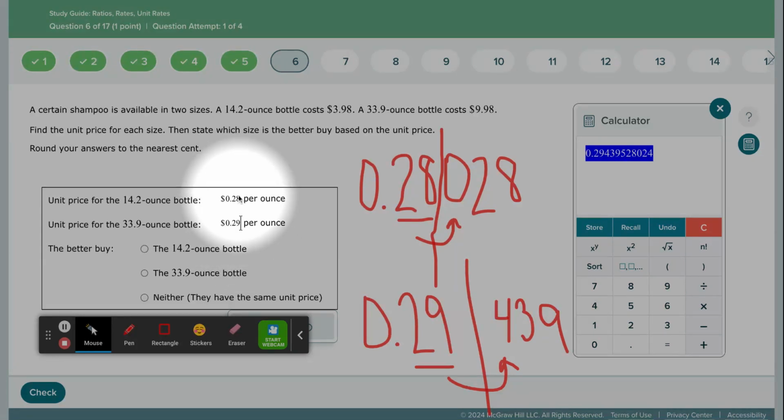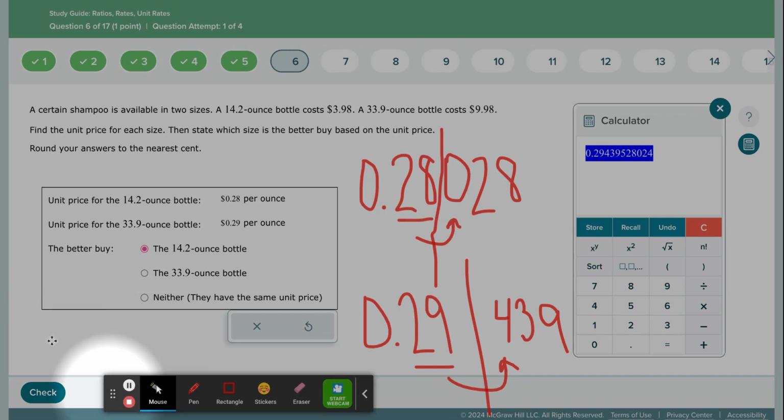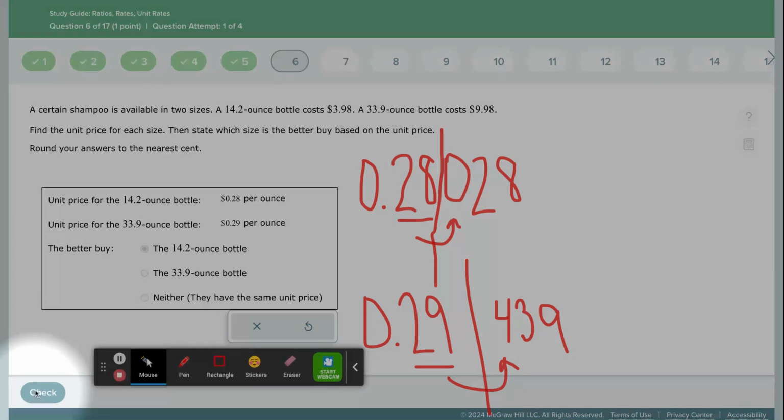No. But if you have something that, like, let's say absolutely everything in your cart is cheaper than another option just by a little bit, if you do that all year, you're going to save hundreds of dollars. I know it sounds so weird, but you have to shop smart and that will save you time and money. Okay. So the better buy, the cheaper version is your 14.2 ounce. Sometimes you will get neither. Luckily, that's not what we got because I wanted to at least be able to show you.